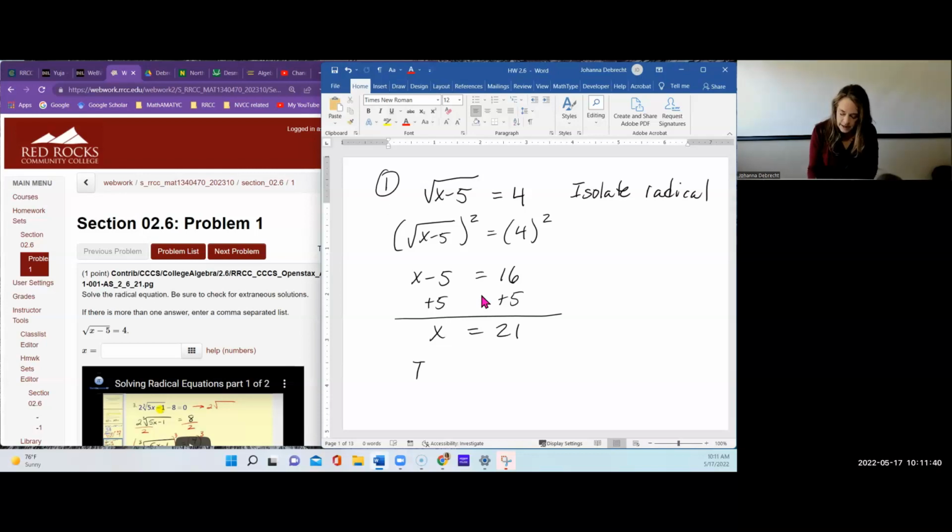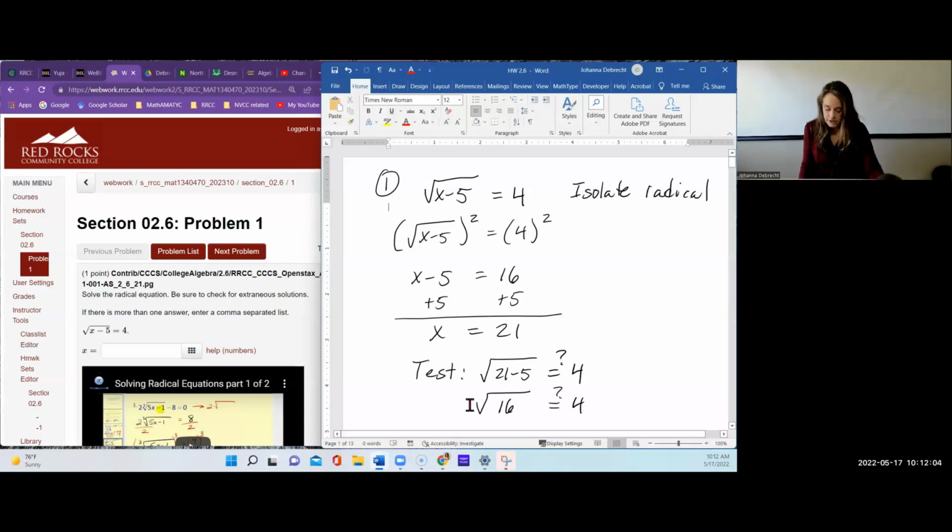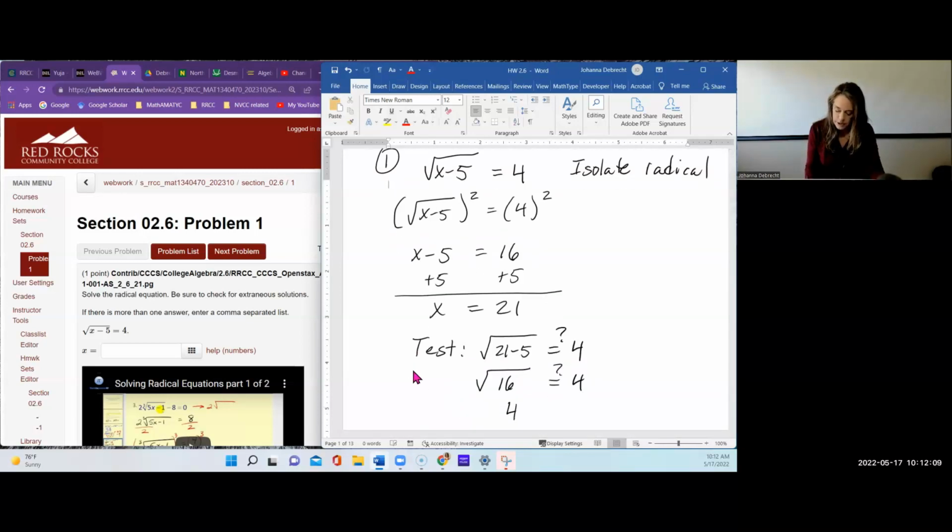So now we're going to test. Testing is not optional on radical equations. It's mandatory. Now we have the square root of 21 minus 5. Does that really equal 4? Well, 21 minus 5 is 16. And the square root of 16 is the principal square root, noted because out front there is no sign, which means it's the positive root, which is 4. Then we get 4 equals 4, which checks. That means that x equals 21 is our solution to this problem.